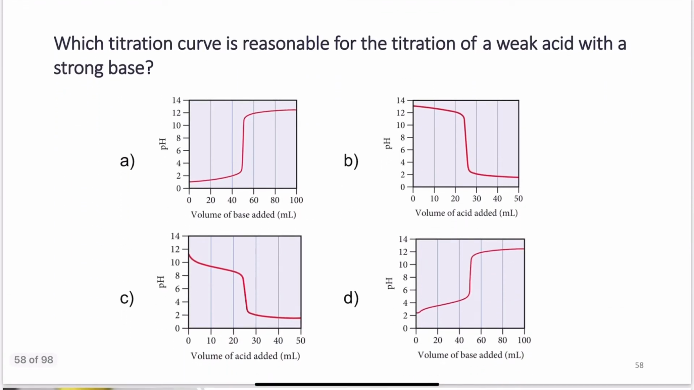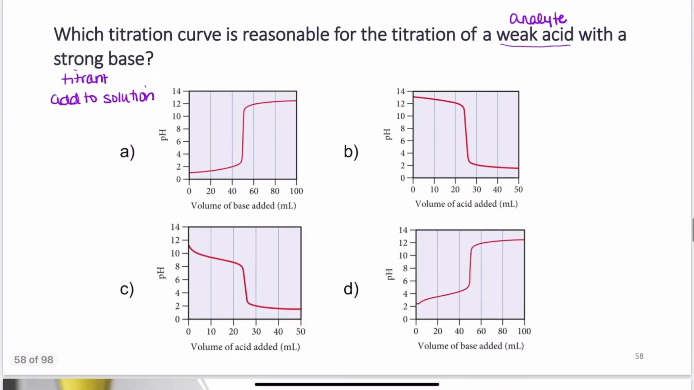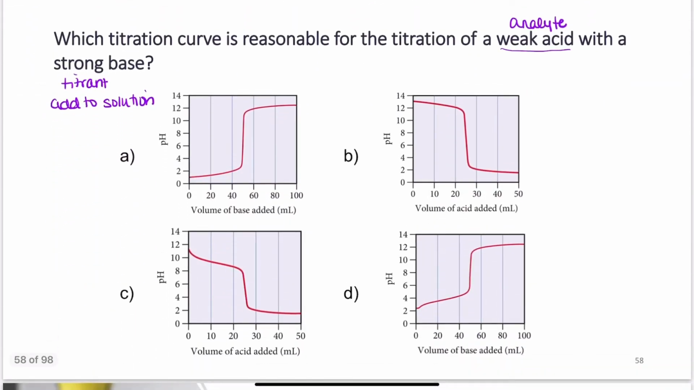Which titration curve is reasonable for the titration of a weak acid with a strong base? What do you guys think? Well, we've got titration of a weak acid, which means that the weak acid is our analyte. The strong base is our titrant, which is what we add to solution. So by that definition, we know that the pH should start out low and increase. So we know it's not B and C. Now we've got A and D.